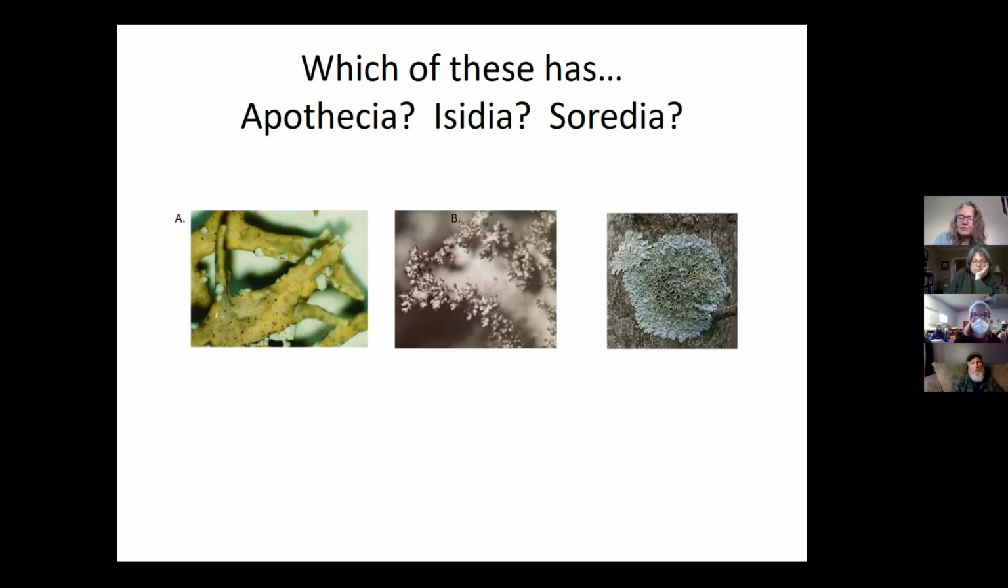So Tami, are the isidia typically on the margin, or it varies maybe? It varies. You can find them on the center of the thallus too, or spread across the whole thallus. But I would say they tend to be on the edges more, and I don't know why. I will also say that when the thallus cracks, and the cortex breaks, you can see isidia along the break line too. Okay. That's my experience.